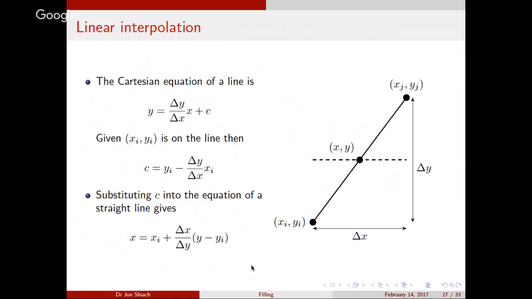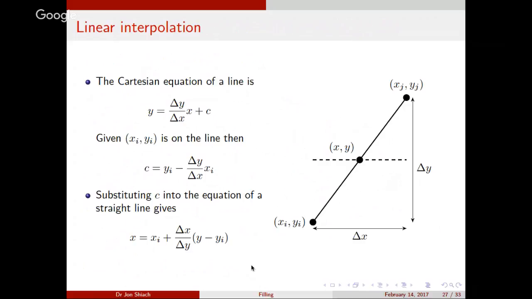Now, if we know that there is some coordinate (xi, yi) on the line, we can rearrange this to give us c. So if we know this point is on the line, we've got an expression for c. If we substitute this right-hand side into this equation, we can rearrange in terms of x. So this is in terms of y, and this is in terms of x.